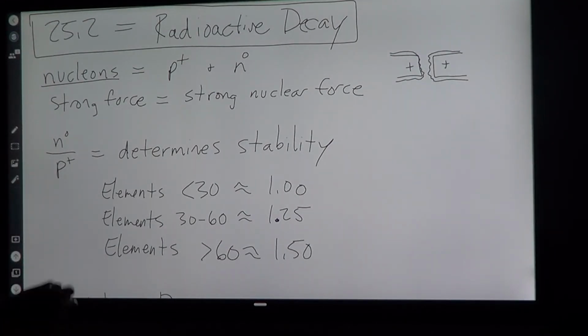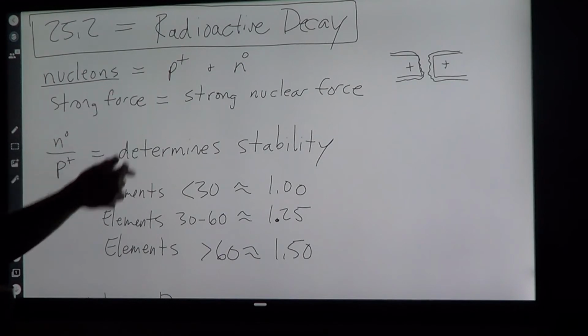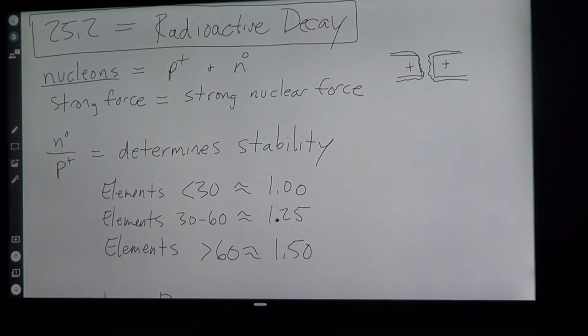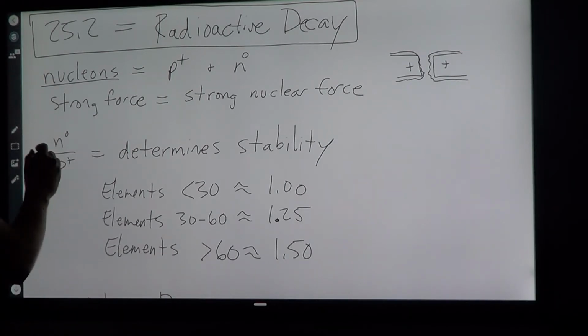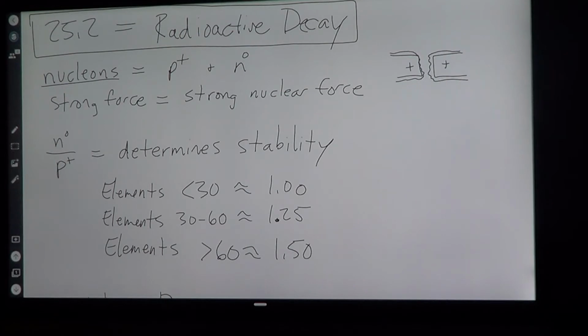So now, if this is what holds it together, why would a nucleus fall apart? Because all of these nuclear reactions involve something in the nucleus falling apart. The stability of the nucleus is determined by the neutron to proton ratio.